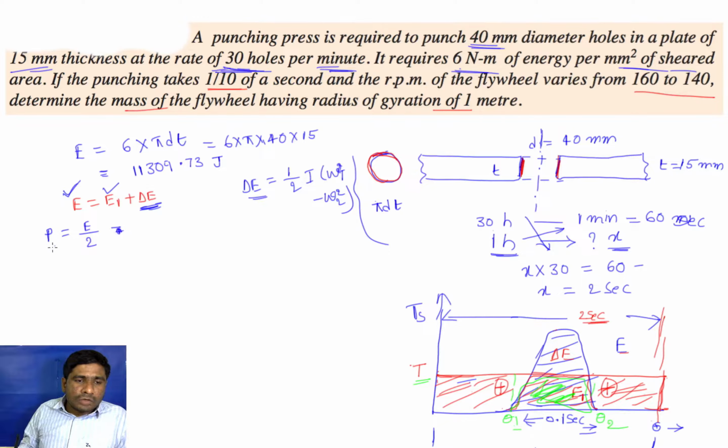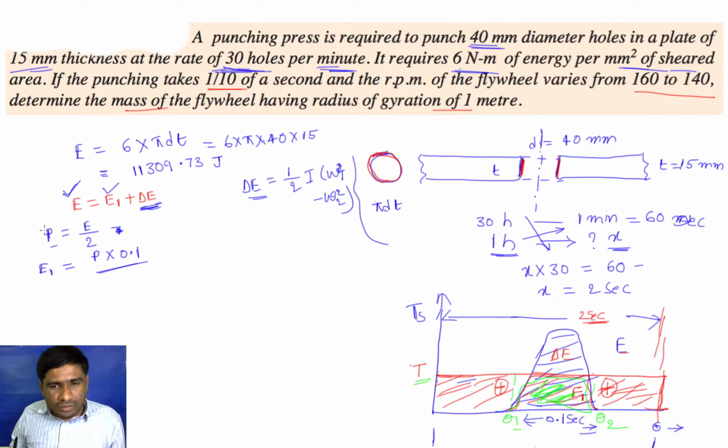And when you know power, we can calculate energy even for this particular time. So what could be E1? E1 equal to power into 0.1. That means the energy supplied by the motor only during the punching operation. This power is the power given by the motor to the crankshaft. That is E by 2 into 0.1. So we know E and E1.